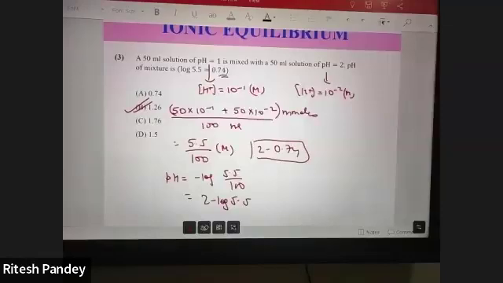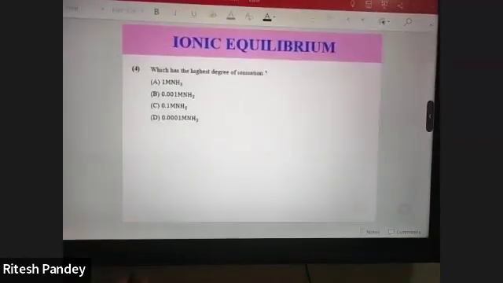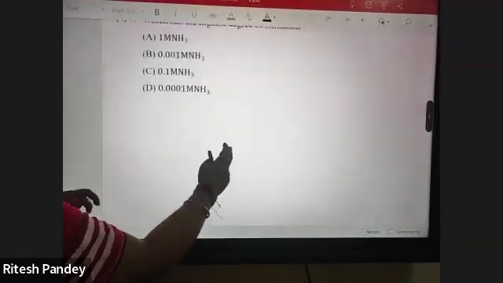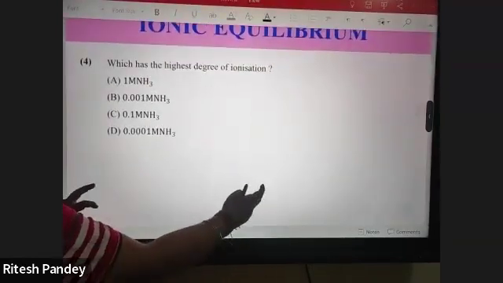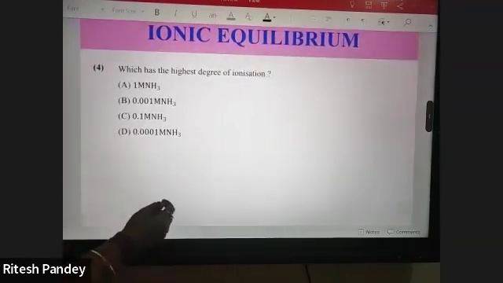Question 4. Which has the highest degree of ionization? It's obviously the simplest one. Tell me which is the right answer. Obviously, D, Delhi. Again, it had to be an easier pick.